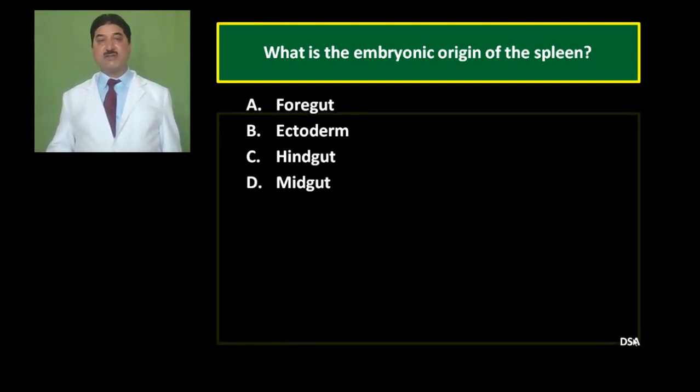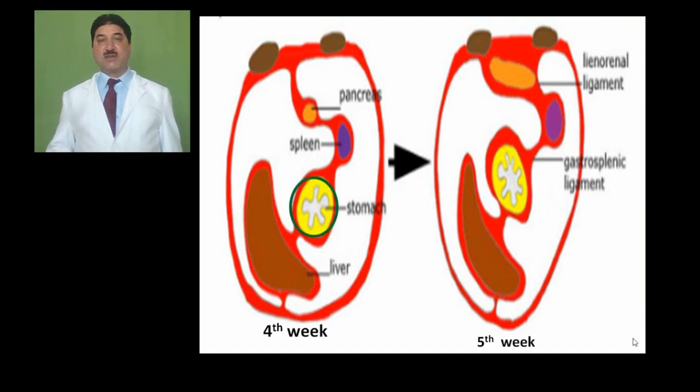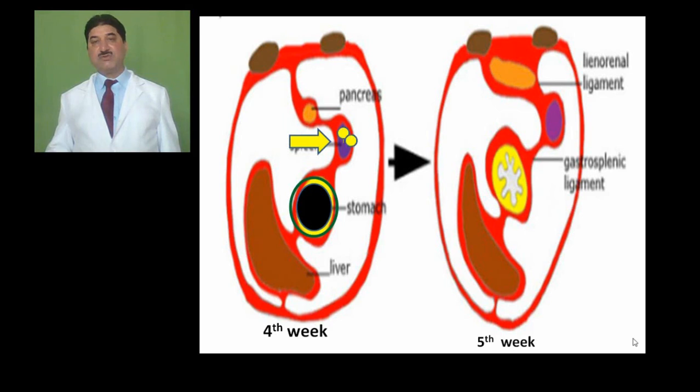So in this diagram, you can see the stomach in mesogastrium. Posterior to it is the dorsal mesogastrium. Spleniculi develop in the dorsal mesogastrium during the 4th week of intrauterine life. During the 5th week, they fuse to form spleen. Its superior border presents spleniculi, which represent its fetal origin. It is connected with the stomach by gastrosplenic ligament and with the kidney by lieno-renal ligament.